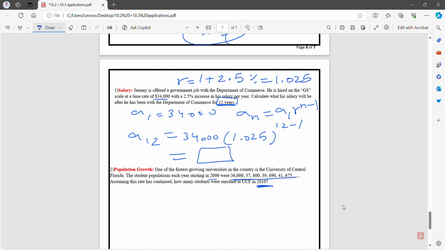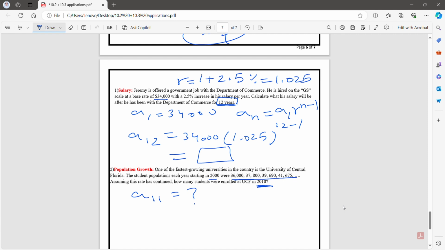It means we need to find the term. But which term we need to find? Here from 2000 to 2010, how many years? You can count, 2000 to 2010. It's total 11 years, right? So it means we need to find here A11. Don't miss 2010, it will not be A10, it will be A11. Because from 2000, count from 2000: 2001 is the first year, then 2002 is the second year. And from 2000 to 2010, it's 11 years. So we need to find A11 here.